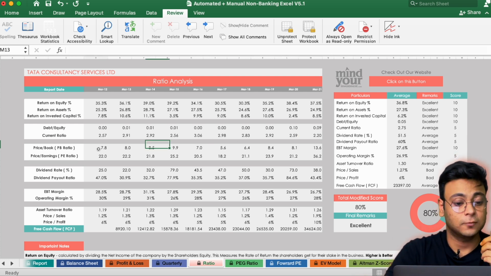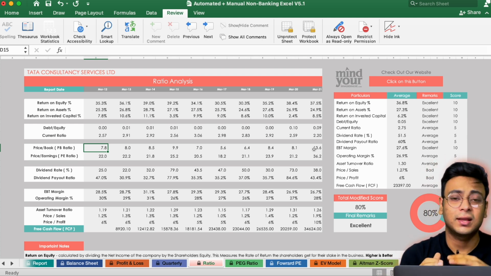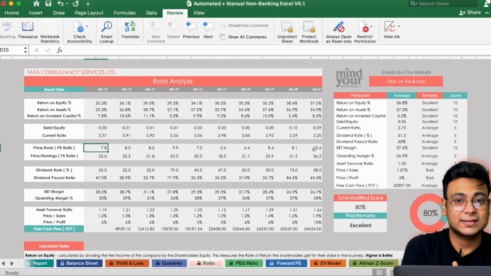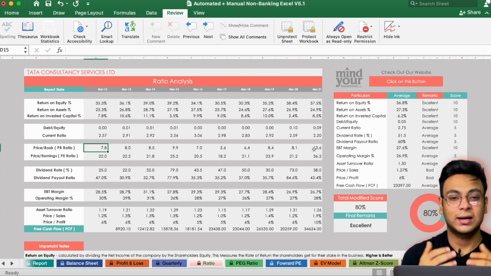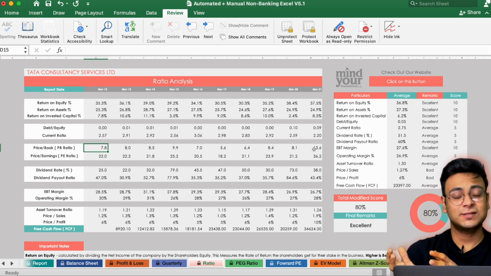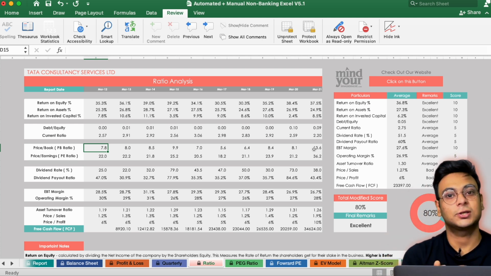Then comes the price to book ratio. Although the price to book ratio is not very important in other sectors like the IT sector, because the stock price will be much more than the company's book value that is given. In NBFC and banking stocks, when we talk about that, I'll explain the price to book ratio in a much more informative way. Right now, just look at the price to book ratio.